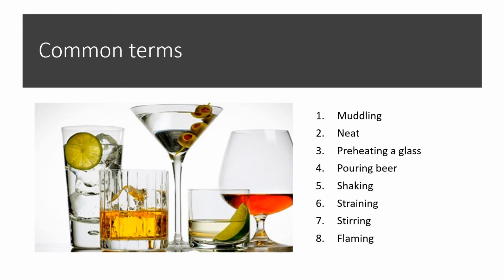So in order to be an effective and efficient bartender, we need to understand the following terms. We have muddling, neat, preheating a glass, pouring beer, shaking, straining, stirring, and flaming.